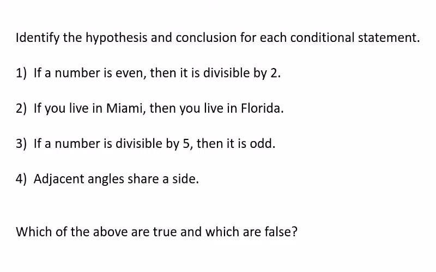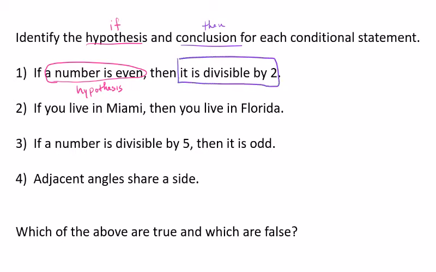The first type of exercise that we'll see is just to identify the hypothesis and conclusion of each statement. Number one, we have an if-then statement. If a number is even, then it's divisible by 2. Once again, we're not trying to determine whether this is true or false. We're just trying to identify the hypothesis and the conclusion. Remember, the hypothesis is the if part, and the conclusion is the then part. So in number one, whatever follows the if and comes before the then is the hypothesis. And then it is divisible by 2 is the conclusion.